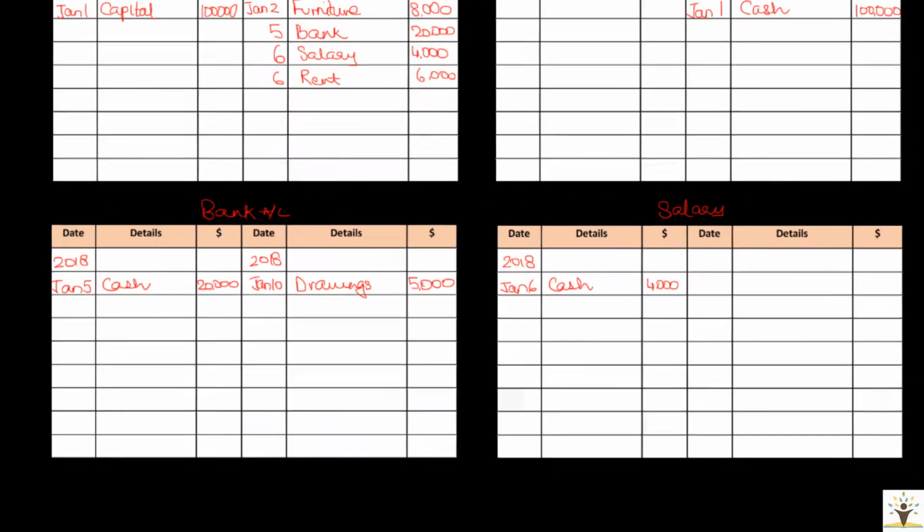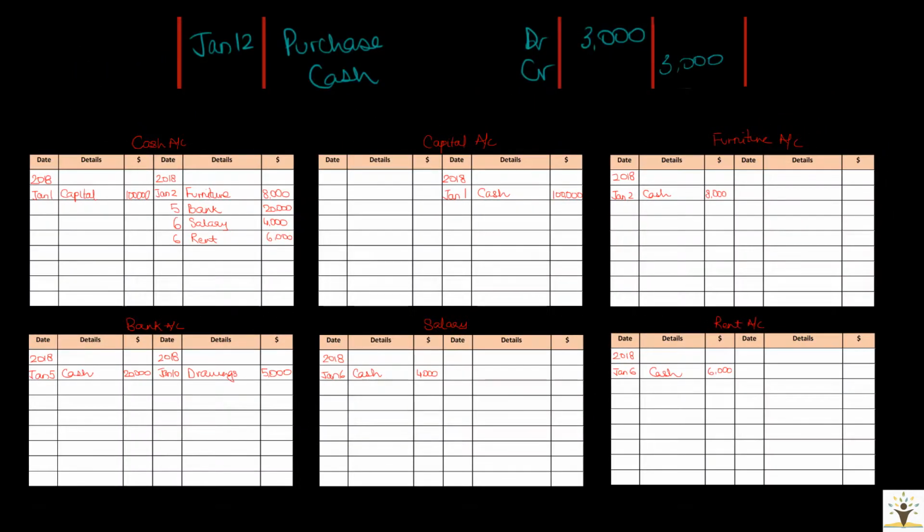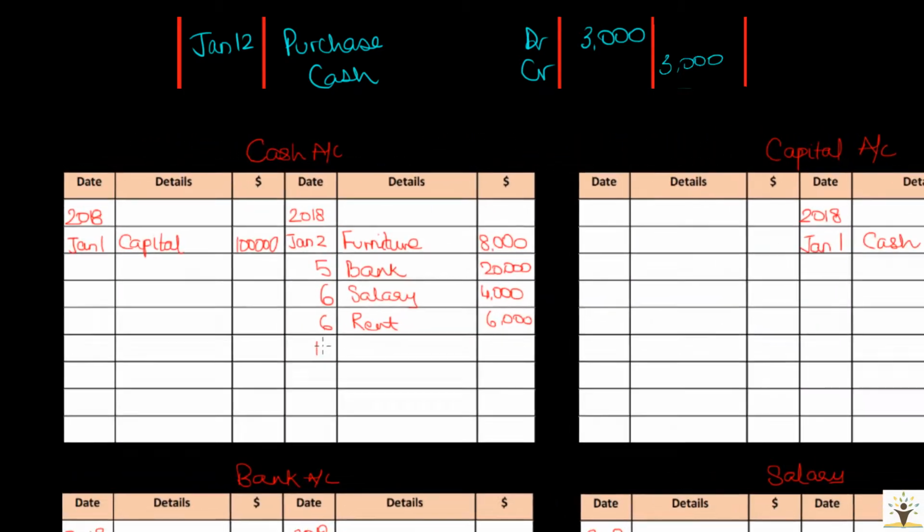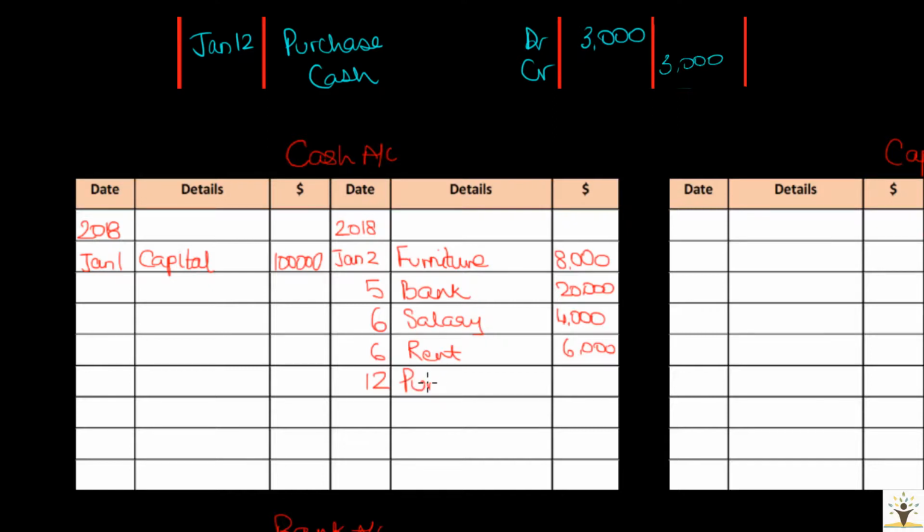Next transaction, purchase is debited and cash is credited. Let us first record the credit effect of this transaction. Go to the credit side of cash account. Date Jan 12. Details will be the account that is debited, purchase, and 3,000 in the amount column.